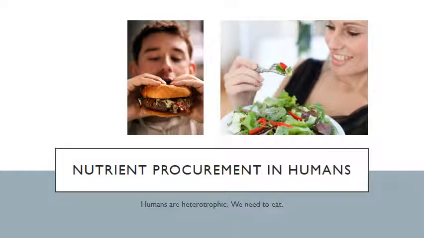Autotrophs. Give me an example. Plants. Plants are specifically photoautotrophic. Here's the deal. We can eat plants, but we don't have to. Well, yeah, you need some, but we can eat other things. We can eat other heterotrophs. We can eat derived nutrients from them because they ate the autotroph. We are heterotrophic. We need to eat one way or the other.